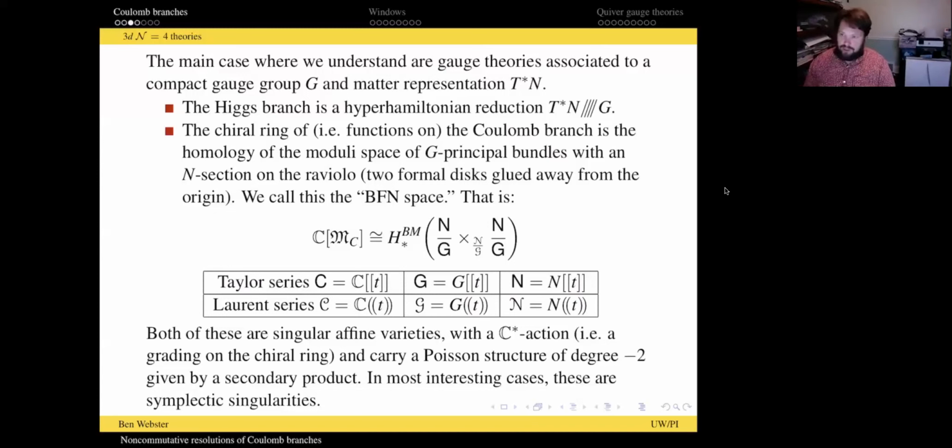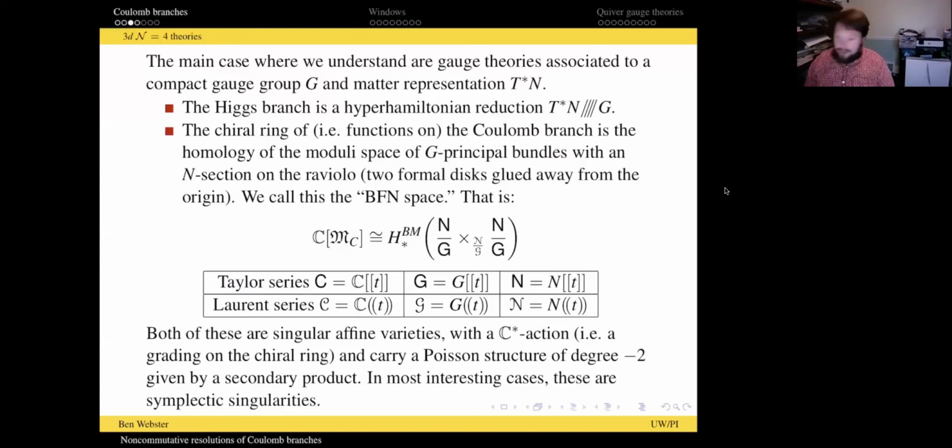So the homology of that space has a multiplication that comes from some natural stuff in geometric representation theory. And so that gives me a ring, which is the chiral ring of the Coulomb branch. I know that was a very fast summary of something that can be its own talk for a whole hour. So that's just to give you a little bit of a flavor of what kind of ingredients go into this Coulomb branch.